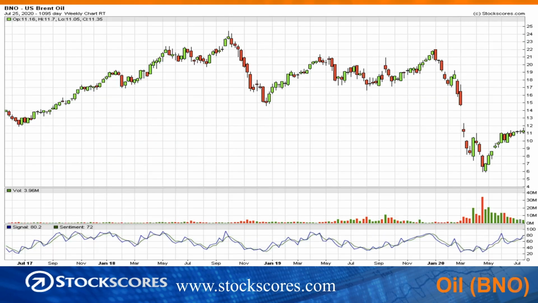On to oil, it's trying to break out. It tried this past week, started to move up from this rising bottom, but volume is still low, and so there's not a lot of enthusiasm here. So I think the oil market is stable, but it doesn't have great signs for an upward trend.